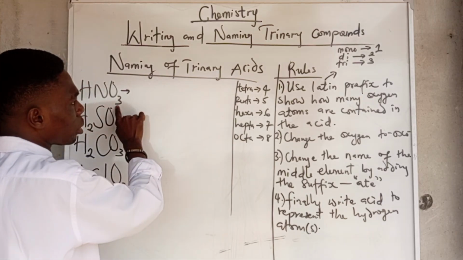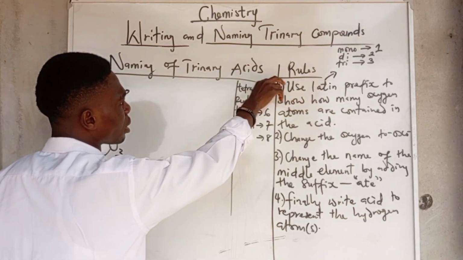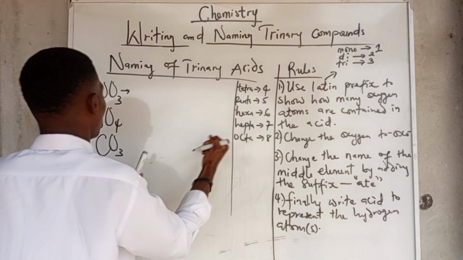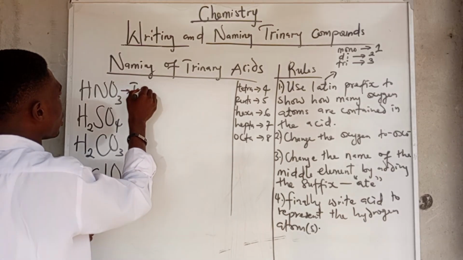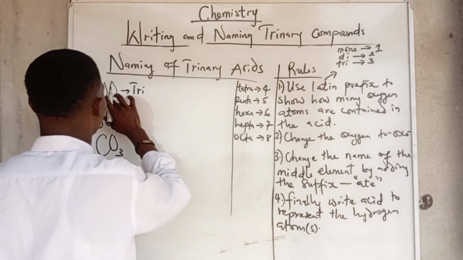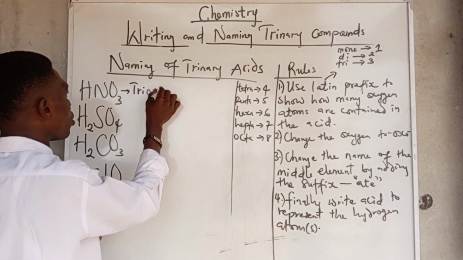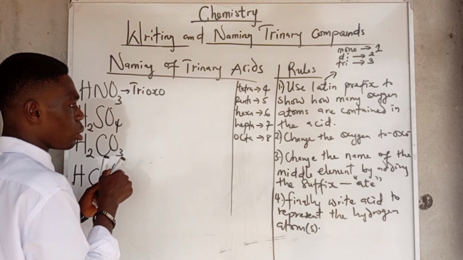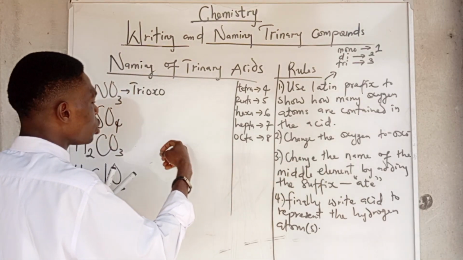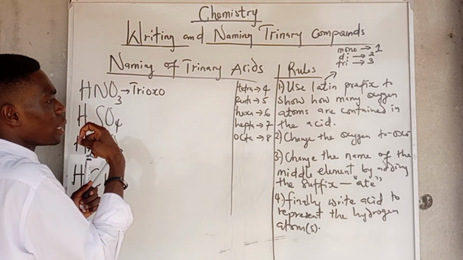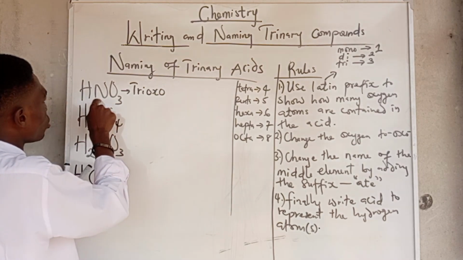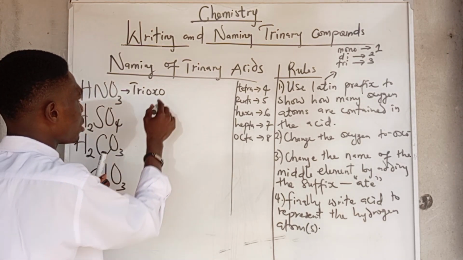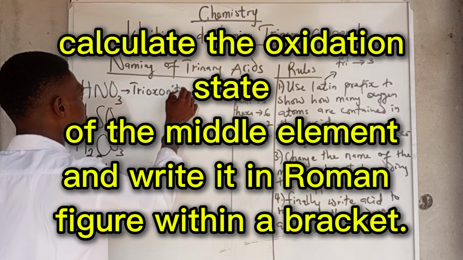We have 3 oxygen atoms, and so we use the Latin prefix. What is 3? 3 is tri. So we're going to write tri. Then oxygen changes to oxo, so it becomes trioxo. Then the middle element is changed by adding the suffix ate. Instead of nitrogen, we're going to write nitrate, so put nitrate.